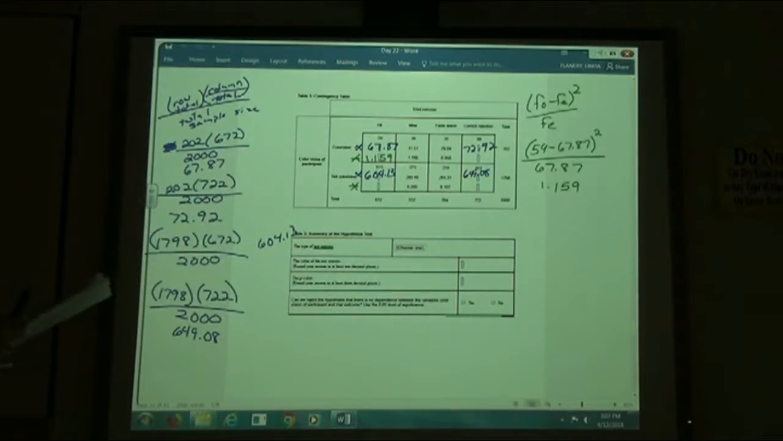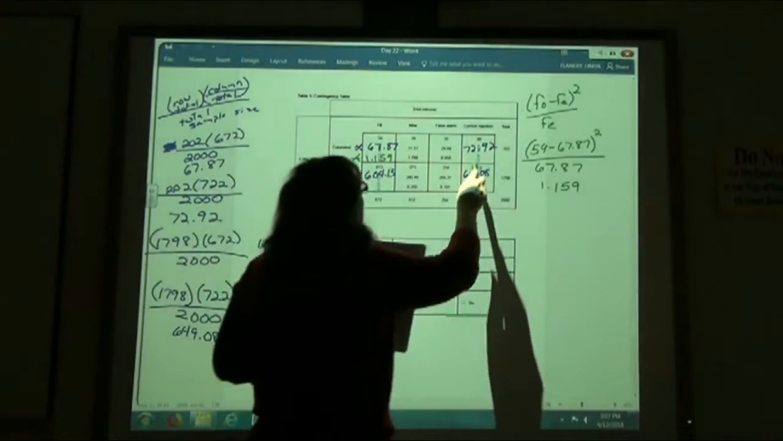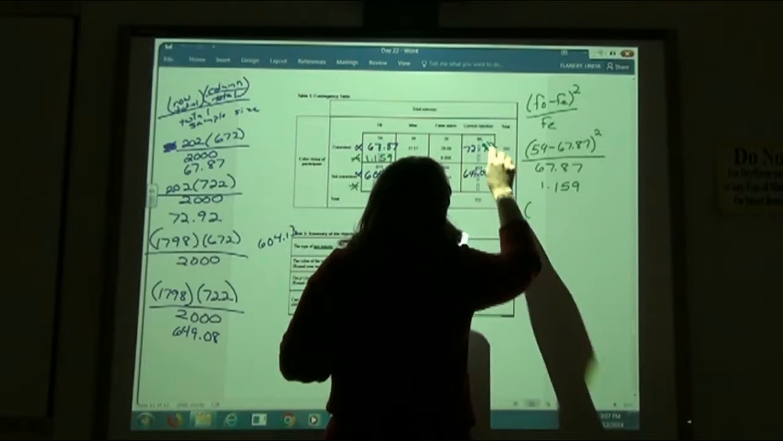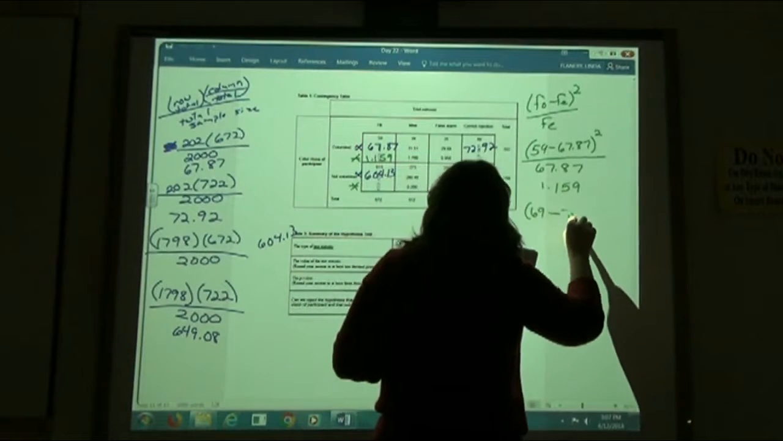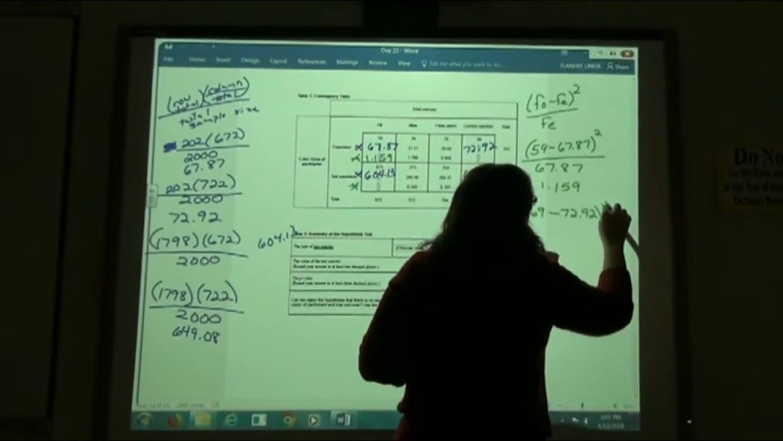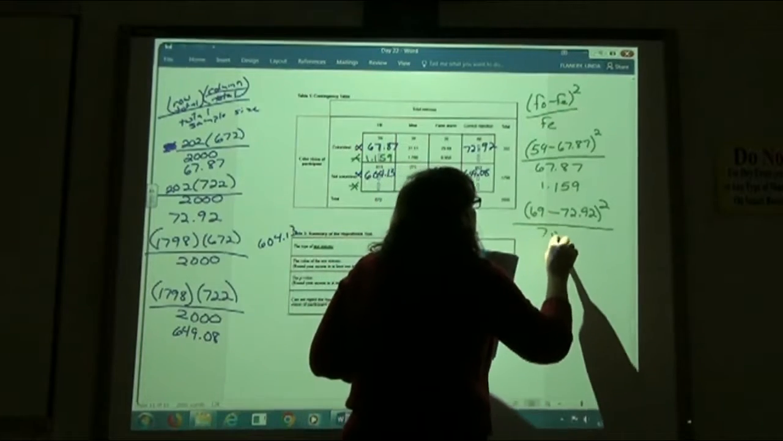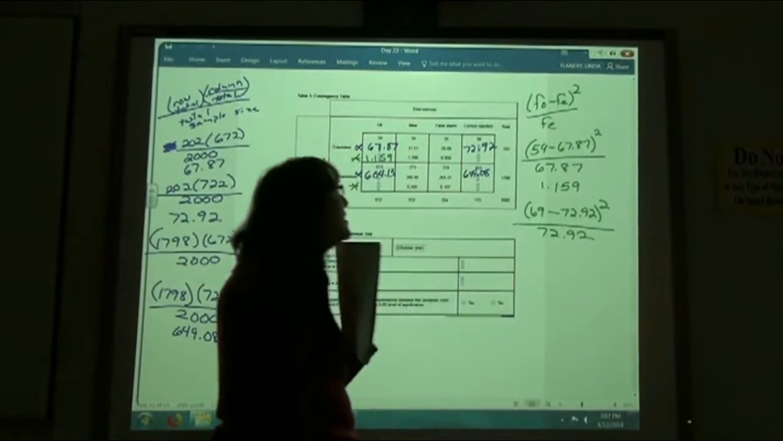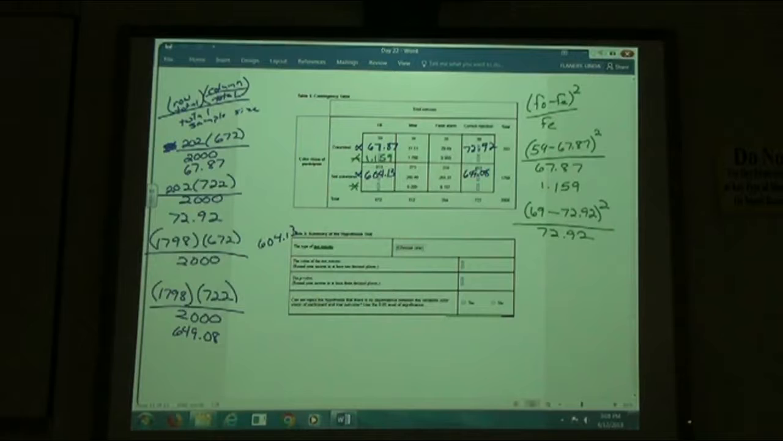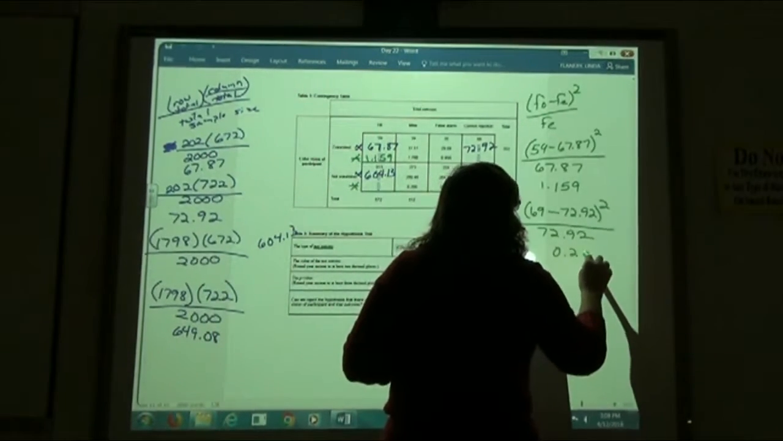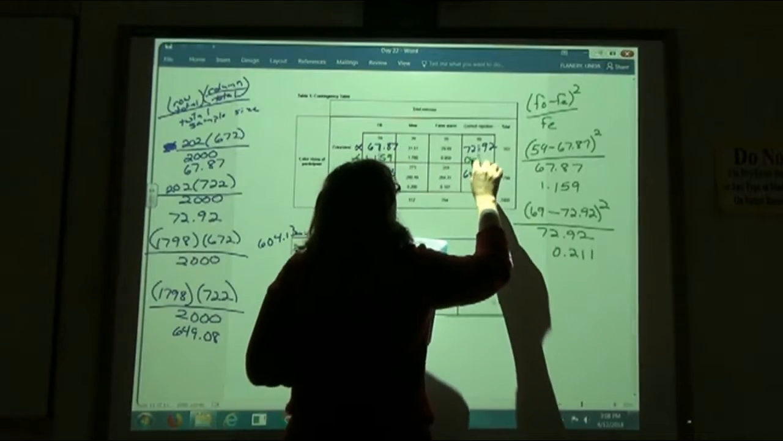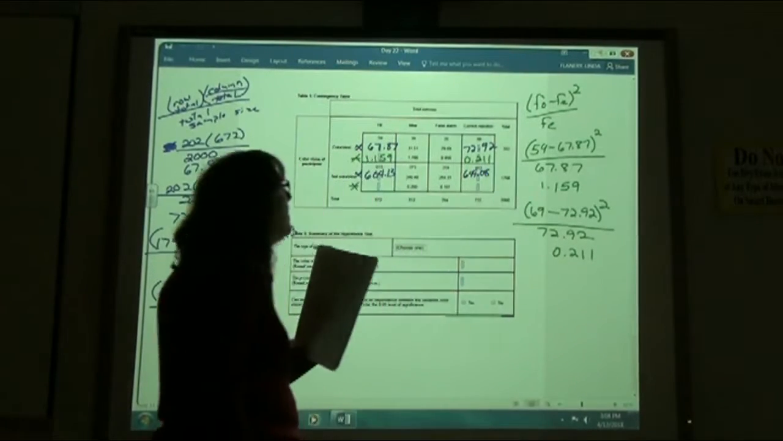The next one over here on the end, we're going to take our observed frequency of 69 minus my expected frequency of 72.92, squared, divided by the 72.92, which is my expected frequency. If we go ahead and do that calculation, we should be coming up with 0.211.